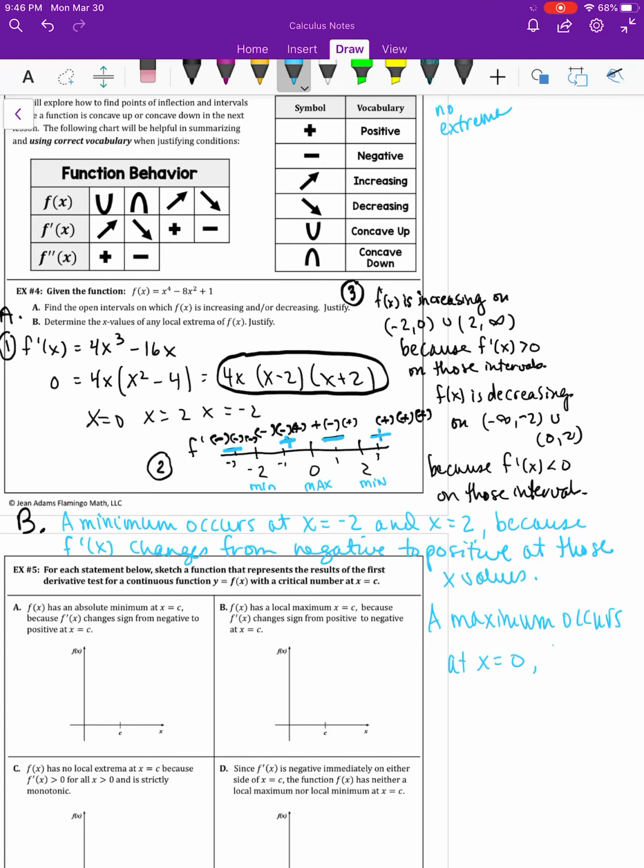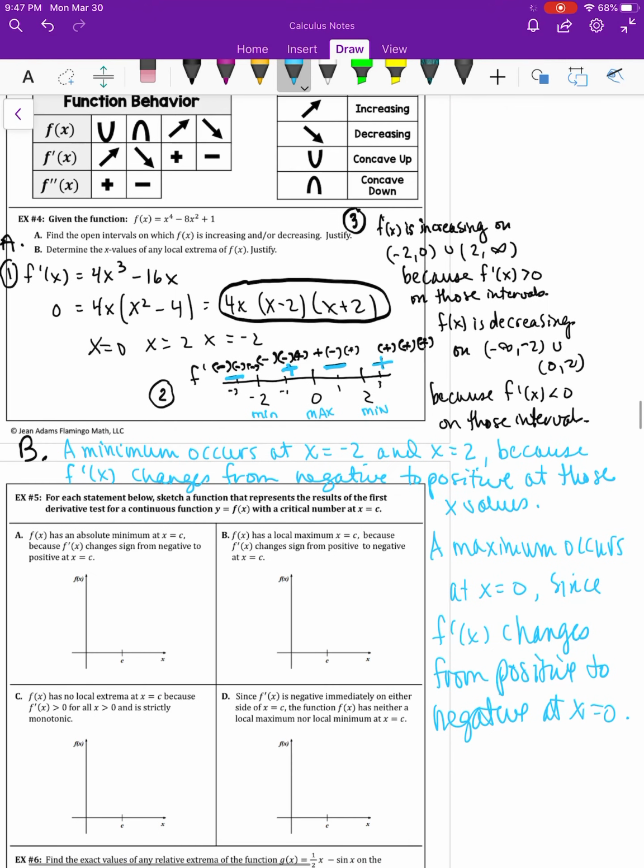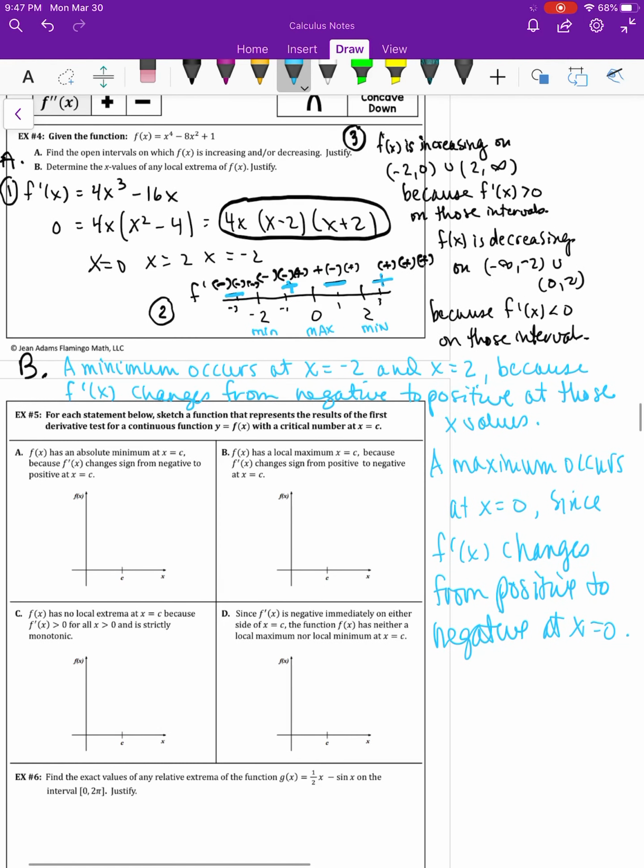A maximum occurs at x equals 0, since f prime of x changes from positive to negative at x equals 0.